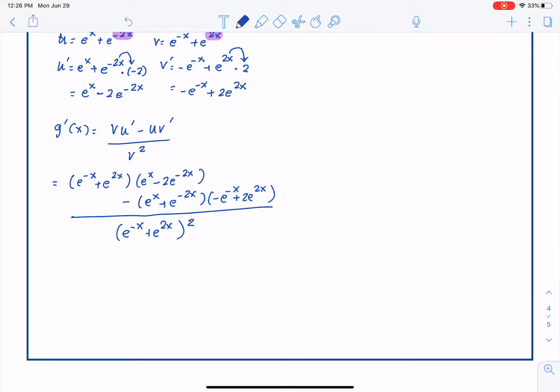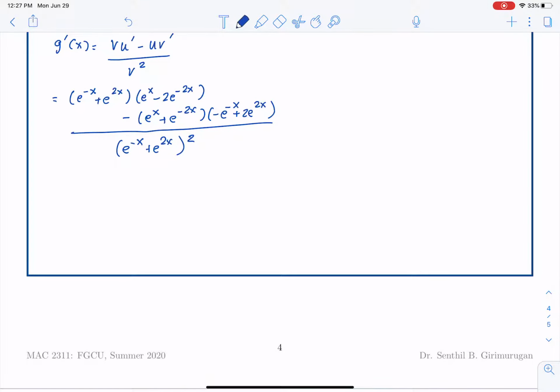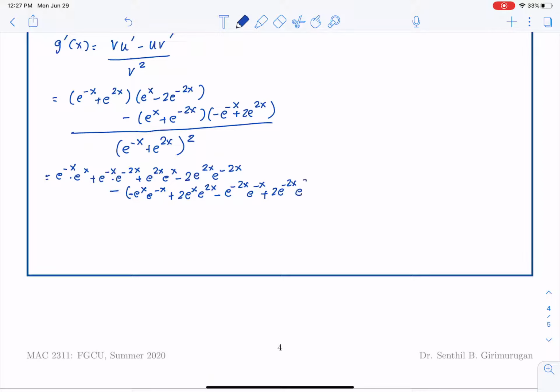Always simplify, especially if we have to find the second derivative. So I'm going to FOIL: e^(-x) times e^x, plus e^(-x) times e^(-2x), plus e^(2x) times e^x, minus 2e^(2x) times e^(-2x), minus e^x times negative e^(-x), plus 2e^x e^(2x), minus e^(-2x) e^(-x). One more term, plus 2e^(-2x) e^(2x). Divided by (e^(-x) plus e^(2x)) squared.